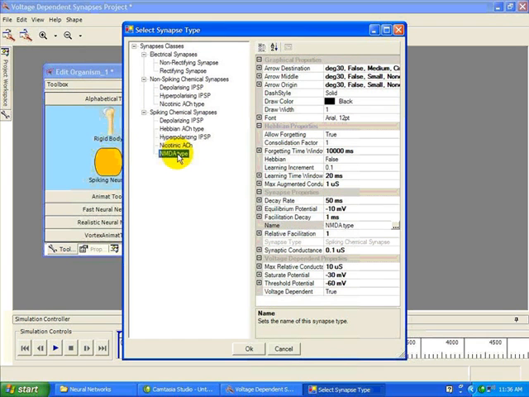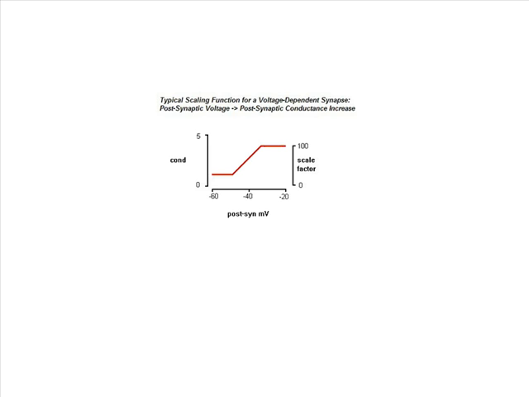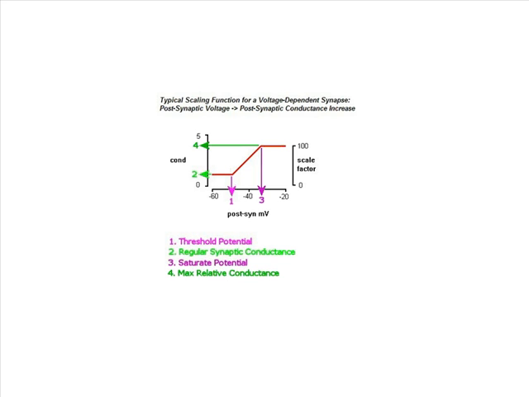Voltage dependence is modeled as a linear increase of the synaptic conductance that's controlled by the postsynaptic membrane voltage. When the membrane voltage is below the threshold potential value, then the conductance is set to the baseline value. This is the regular synaptic conductance that you specify for all chemical synapses. If the membrane voltage is greater than the saturate potential, then the conductance is set to the maximum relative conductance. In between these two, conductance increases linearly between the 2 points.